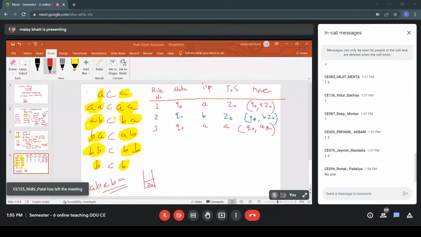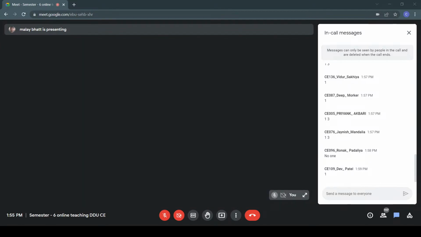Right, this is your new string. Suppose you want to recognize this ABCBA. Out of these 3 rules, which rule is applicable? Or can we apply any rule? Yes, we can apply the first rule.